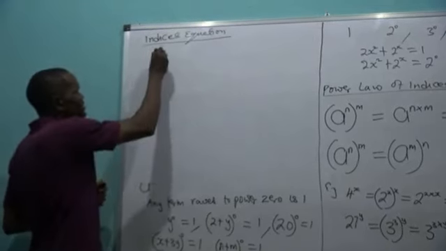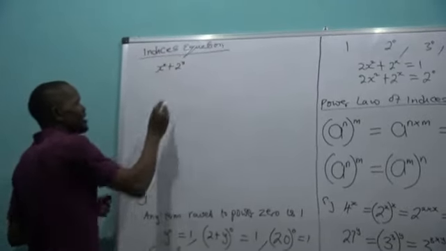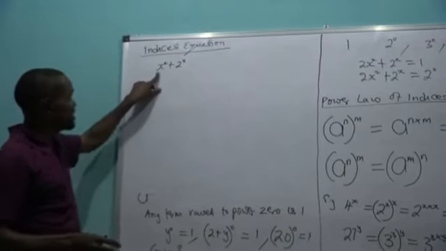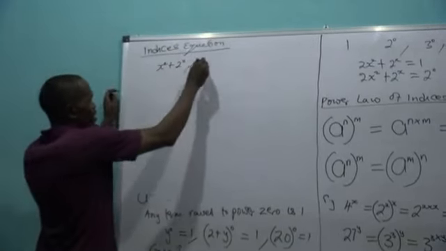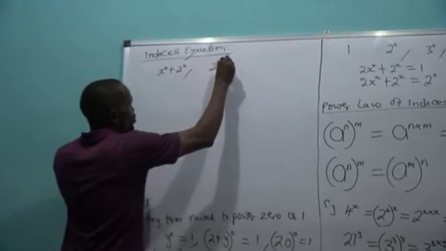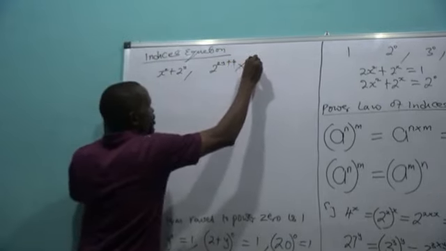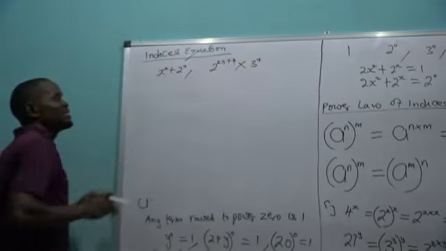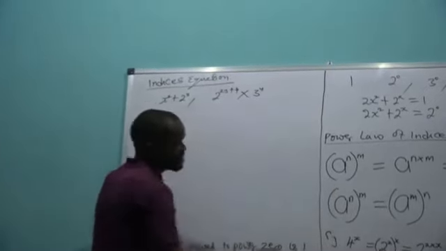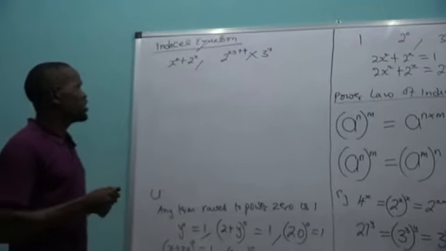If I have x raised to the power 2 plus 2 raised to the power y, this is an indices expression. Another way, if I have 2 raised to the power 2y plus 4 times 3 raised to the power y, this is also an indices expression. What we have been dealing with so far is indices expression. Then what do we call indices equation?